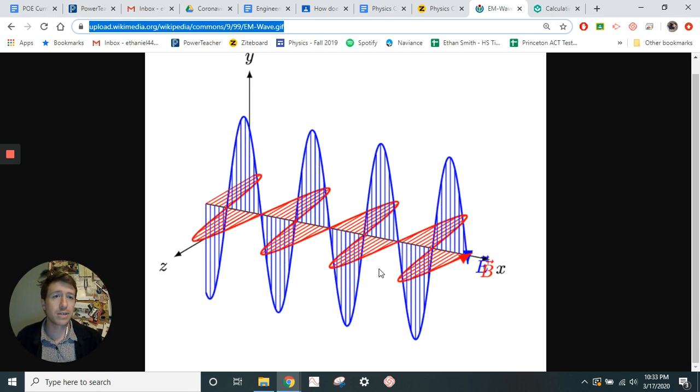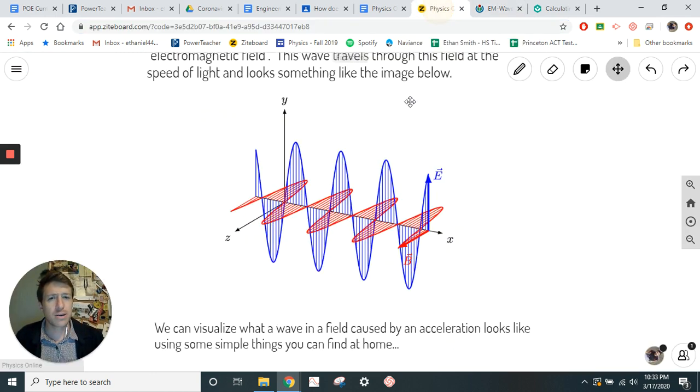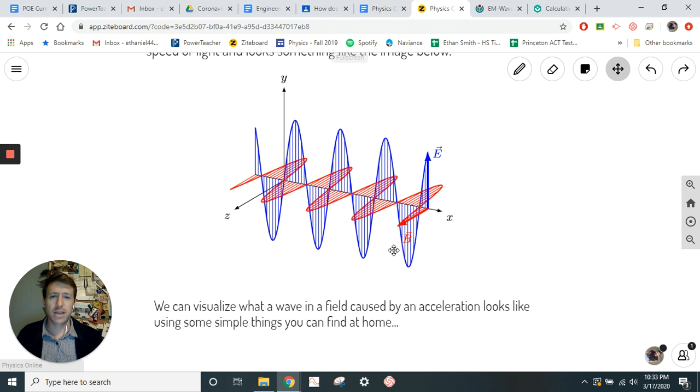That's what this wave is in the electromagnetic field. And we can talk about that and visualize it like we would with other waves. A way that you can picture this, picture a wave, like we have this moving particle that's vibrating up and down.